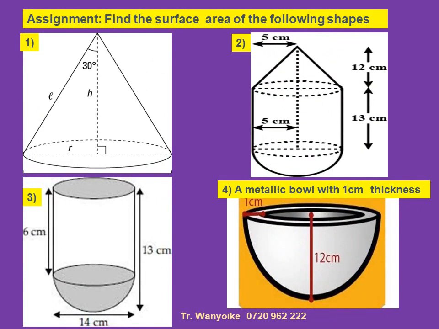Learner, we have come to the end of our lesson today, and here we have some assignment for you. You're told to find the surface area of each of the following shapes. We have 4 of them. Do the questions diligently and carefully. If you need to go back to the lesson, you can always play back and ensure that you capture every detail that we have covered in this lesson to enable you answer the questions in this exercise.